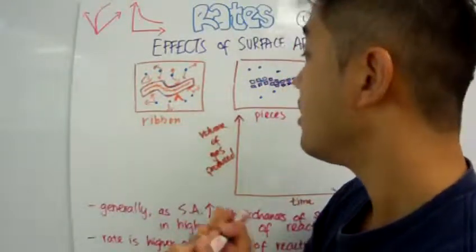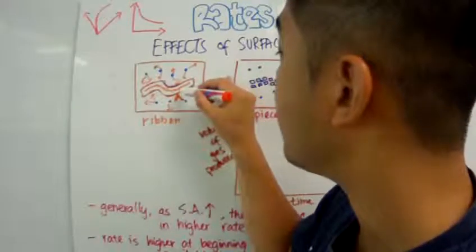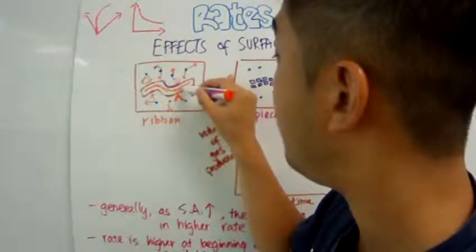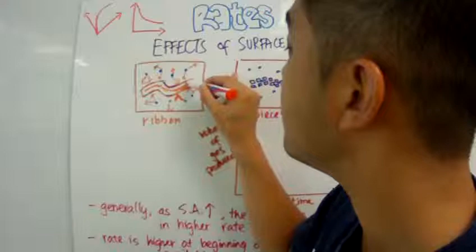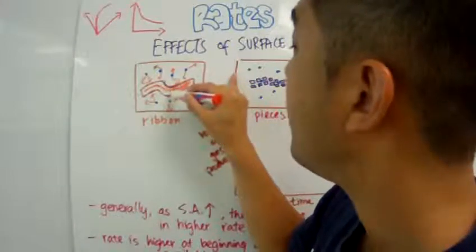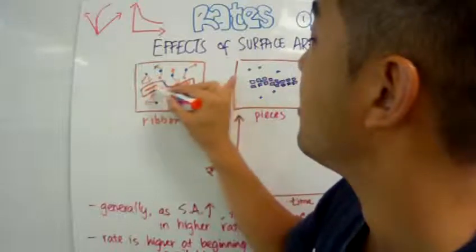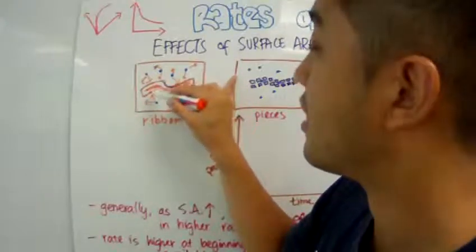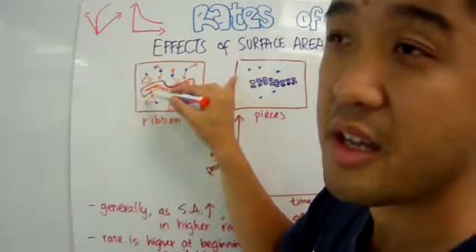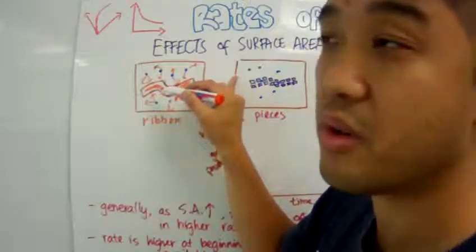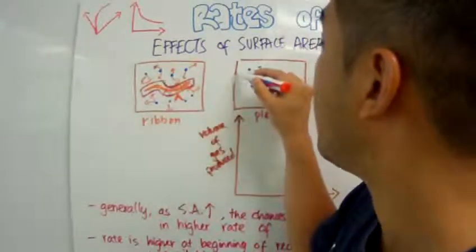Okay, so slowly the acid particles will have to eat off bits and pieces of the magnesium ribbon until they reach the center area, where the acid particles can come into contact with the magnesium in order for the reaction to occur.